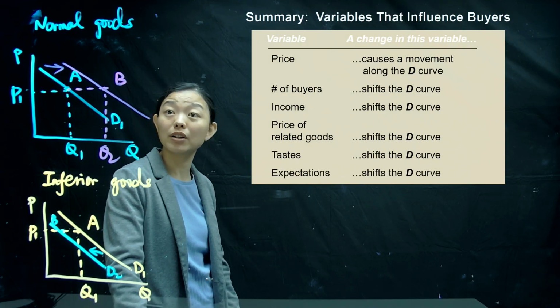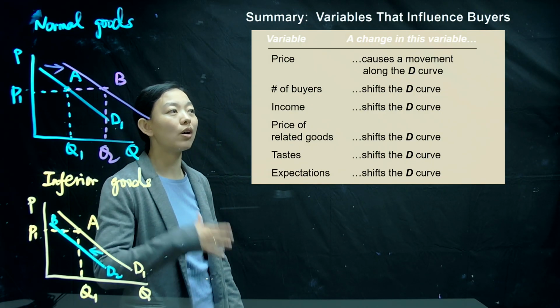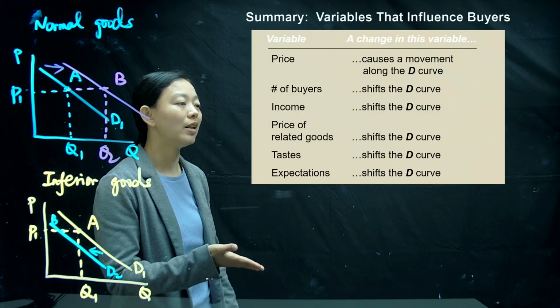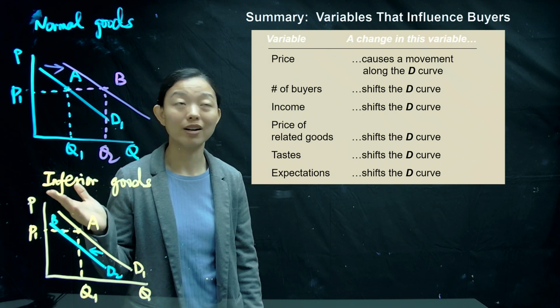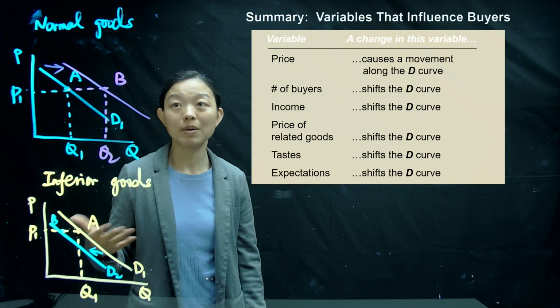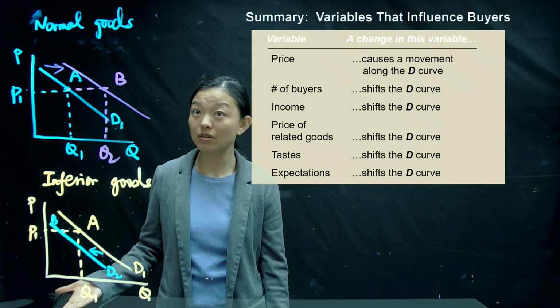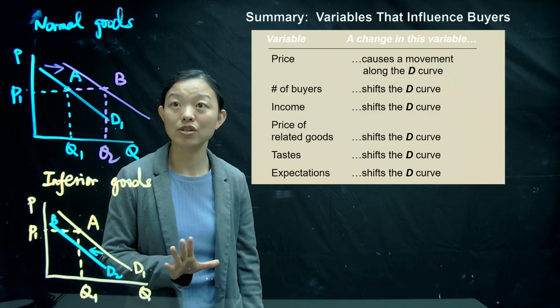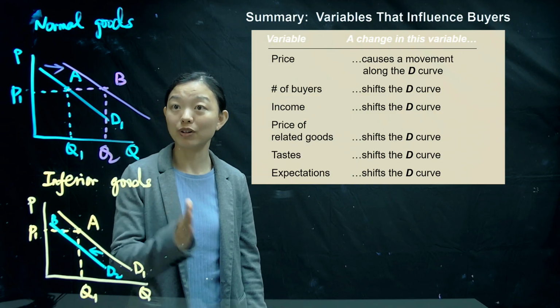Sometimes you might also mention the locations, right? So there are other non-price determinants. Here, I just give you some major examples of non-price determinants. Some students mention locations, convenience, something like that. Okay, that would definitely affect consumers' demand for that product.